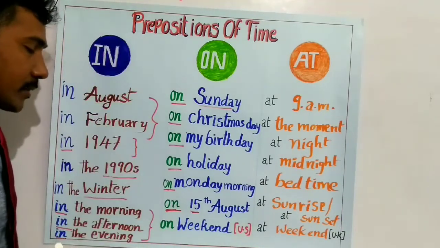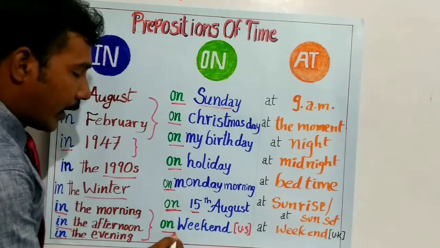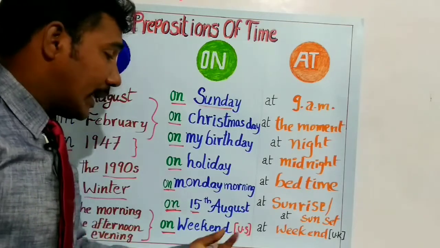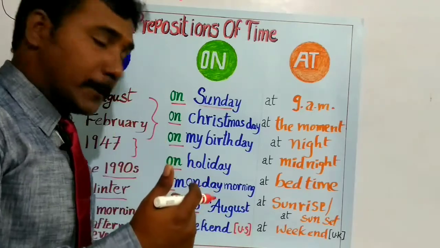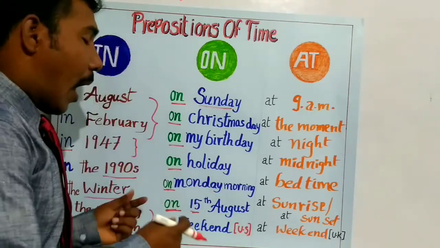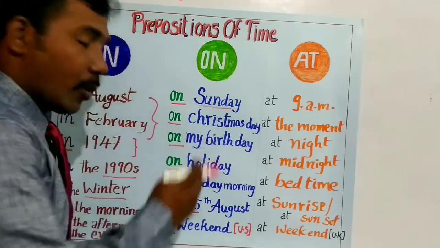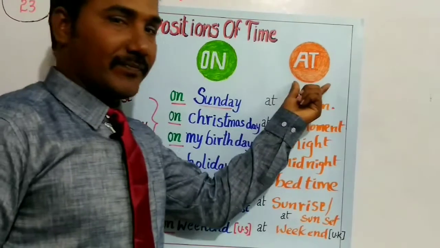Please remember, friends. Next, weekend. On weekend. Here, I'd like to tell you one thing. Only US people, that means American people, can use the preposition on before the weekend. Okay. Next, we move on to at.